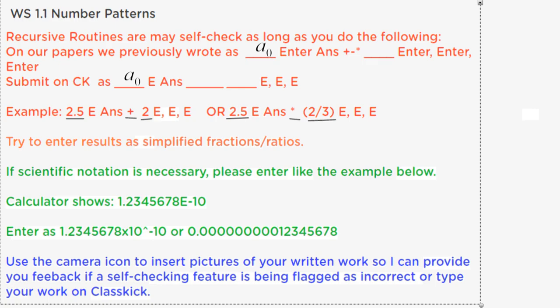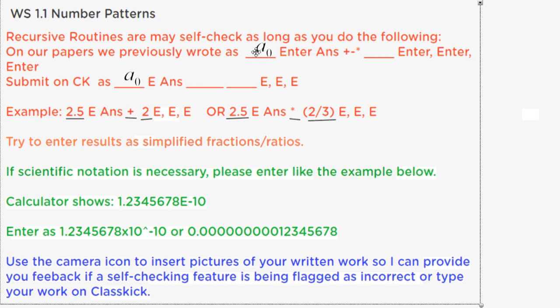And remember, we've been writing all the recursive routines starting with a sub 0. So if you were thinking that the first term that you saw in the sequence was a sub 1, your answers might be one term off from what we had here. So let's assume that we're going to start with a sub 0, and we'll go forward.